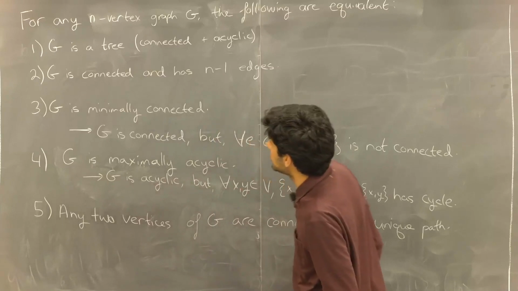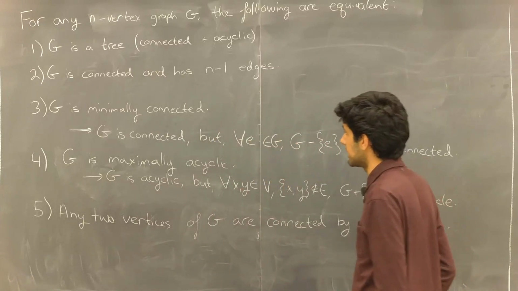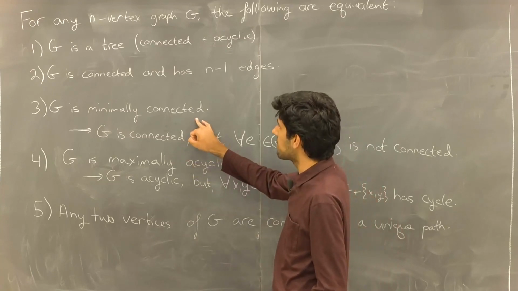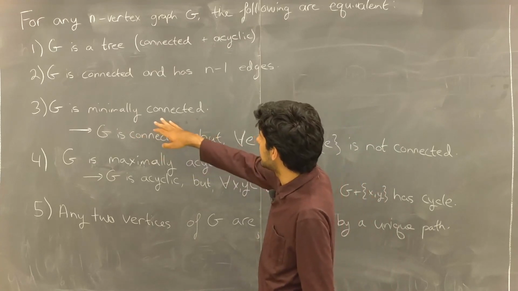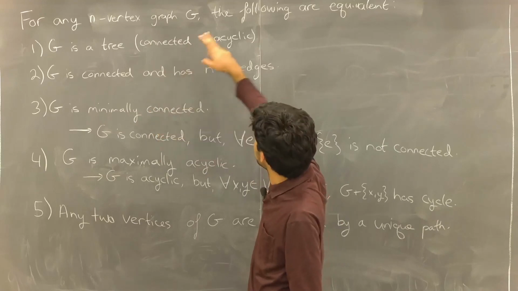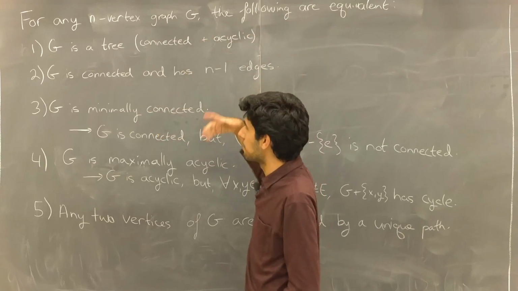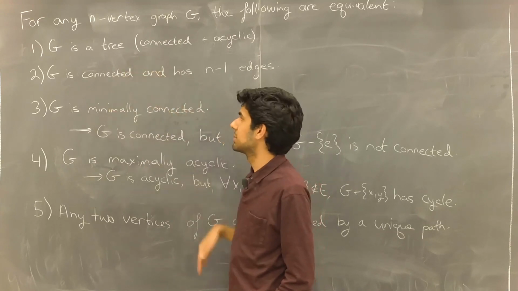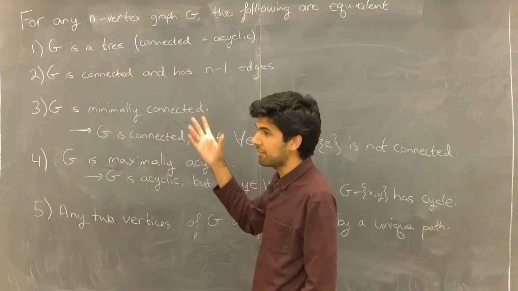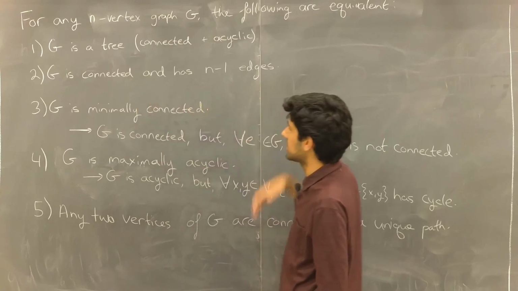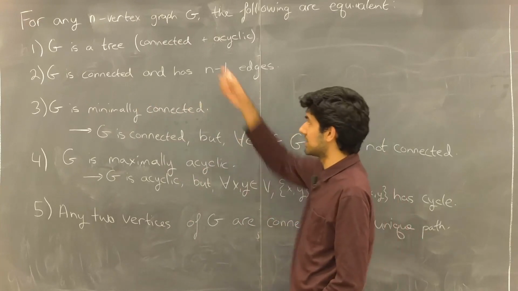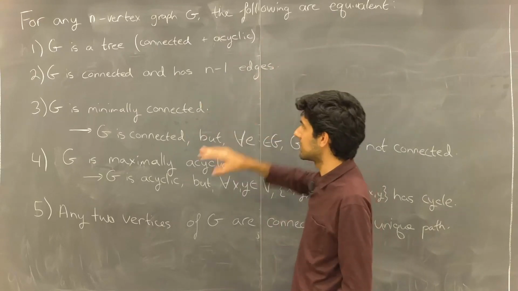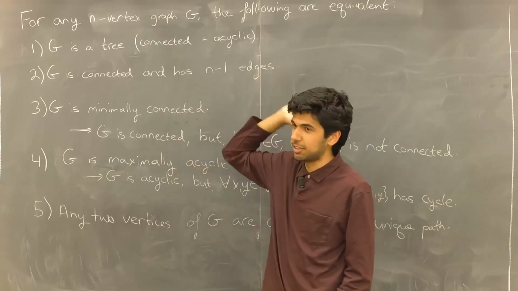Additionally, we can say that G is minimally connected, and we'll touch on what this means in just a moment. What this means, given the following are equivalent, is that suppose I had a graph and I was told it's a tree, then I also know it's minimally connected. Or similarly, if I have a graph and I know it's connected and has n-1 edges, then I also know that it's a tree and it's minimally connected. So this is what I mean by the following are equivalent. If you have one of these things, you have everything else.